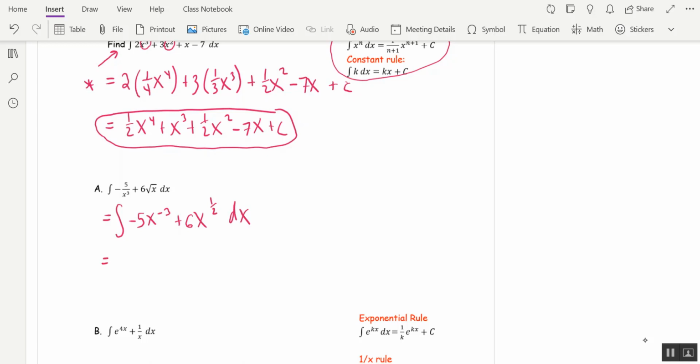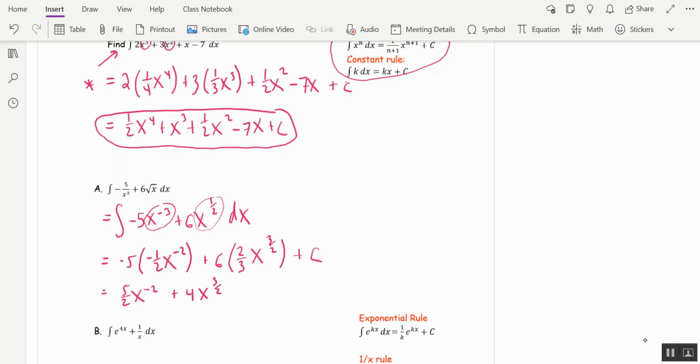So this is equal, negative 5 is a constant, and then to integrate x to the negative 3, I get negative 1/2 x to the negative 2 using the power rule, and then 6 times, if I integrate x to the 1/2, I add 1 to the exponent, so I get 3/2, and 1/3 is 2/3. So pause the video, make sure you follow that, and then x to the 3/2, and then plus c. And let's just clean that up. That's 5/2 x to the negative 2 plus, this would be 4x to the 3/2 plus c.